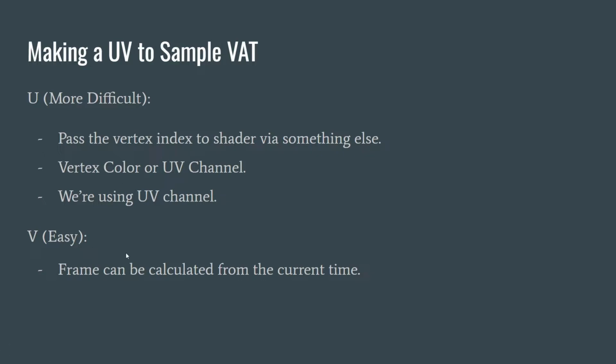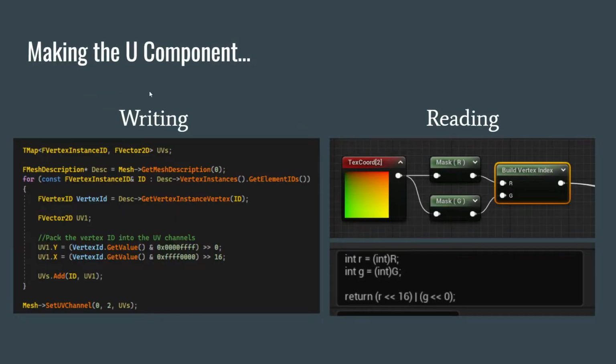For the V component, the current frame that we're on, this is pretty easy to calculate. We can calculate the current frame just from the current time, which is a built-in variable in the Unreal Material Editor. So I'm going to step through and show you how to create both of these. So to make the U component for my UV, which is the vertex index, here's some screenshots showing how I'm doing that. So let's step through it.